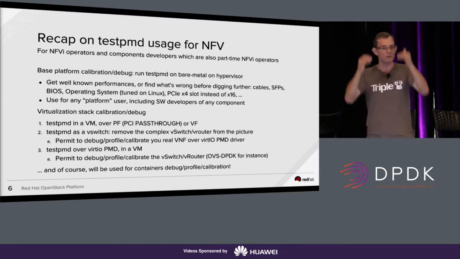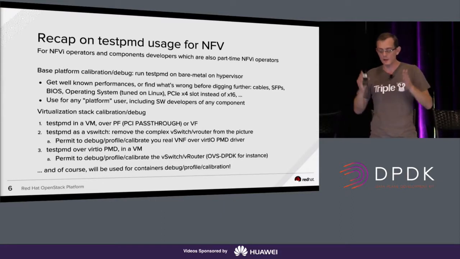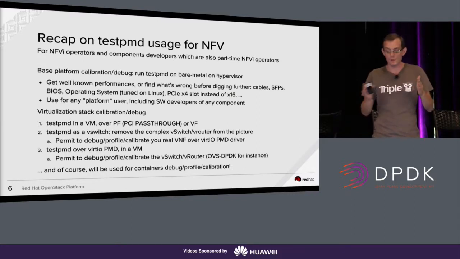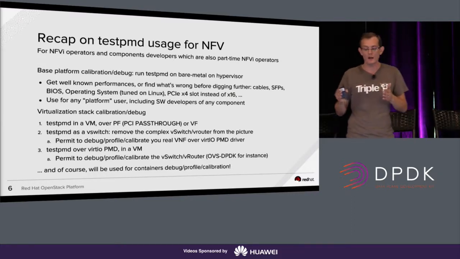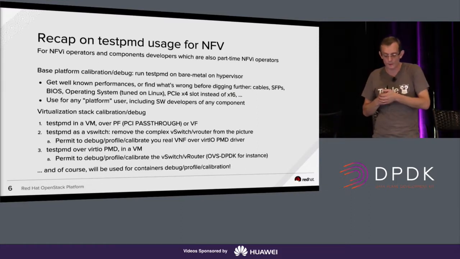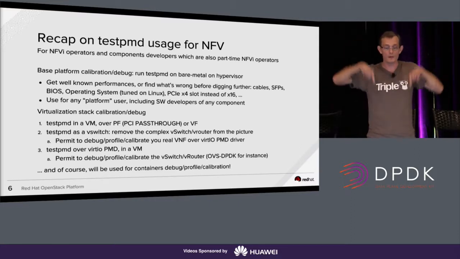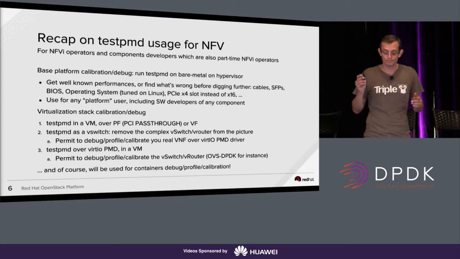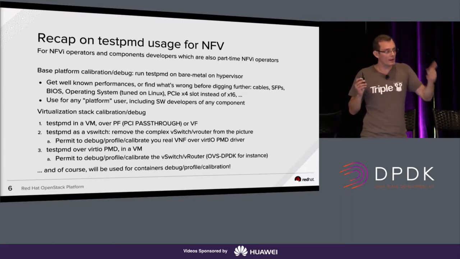You put TestPMD in a VM. You have the proper performance. OK. It means that your virtualization stack is fine. And then you can put TestPMD as a vSwitch, just in case your vSwitch configuration and the core you allocated have something not good. And then you can run TestPMD over VirtIO. And of course, the first application that will be used in containers to check that your container infrastructure will be good will be TestPMD. So basically, everybody's testing using TestPMD. Developer, tester, and even the telco operator.